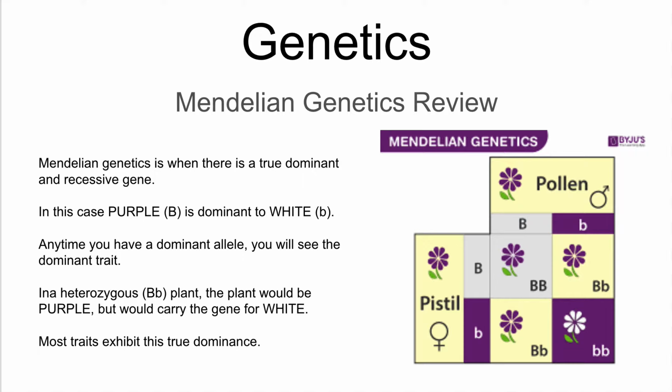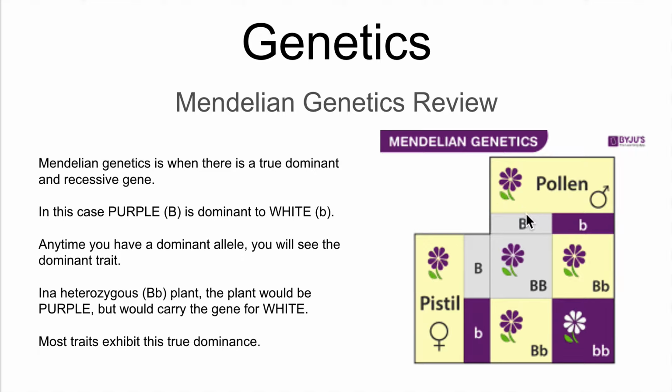And remember, if we have a dominant version of a gene, we are going to see that dominant version of a gene in the phenotype. In this case right here, we have purple flowers. Purple is dominant to white, and we noted purple with a big B. We noted white with a little b. So here I have a purple flower that's heterozygous, meaning that they have both alleles, one allele for purple, one allele for white. The reason they're purple is because the purple is dominant.